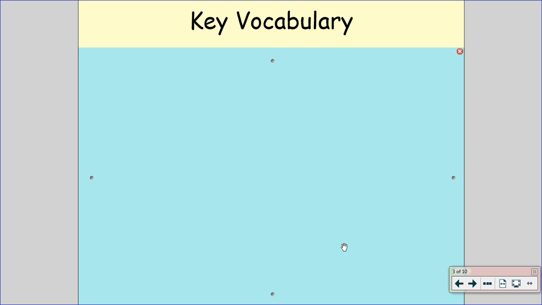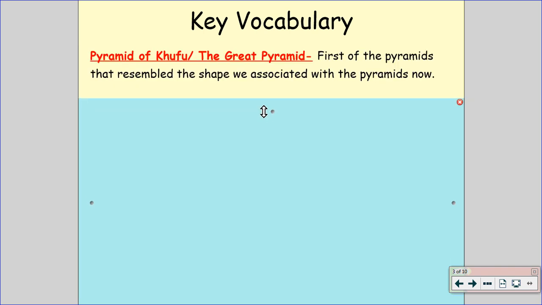Okay, you're going to be exposed to a lot of vocabulary today, but these are just the key ones that we're going to look at for the next couple of slides. So let's have a little look. So we've got the Pyramid of Khufu, also known as the Great Pyramid, the Pyramids of Giza. That's what we're going to be looking at today. And the first pyramids that resembled the shape we associate pyramids with now, they were sort of the first true pyramids. The ones that came before them, and we're going to look at a couple of those in a second, weren't necessarily the classic shape that we think of when we think of a pyramid now.